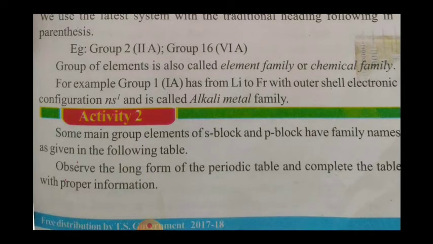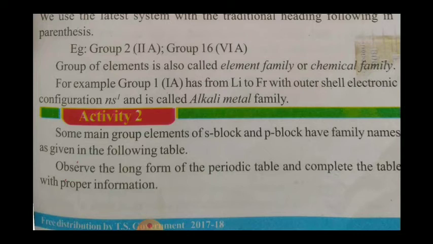A group of elements is also called an element family or chemical family because all the elements in a group possess similar properties. That's why they are called a family. For example, group 1 has lithium to francium with the outer shell electronic configuration ns1 and is called the alkali metal family. Group 2 is called the alkaline earth metal family.